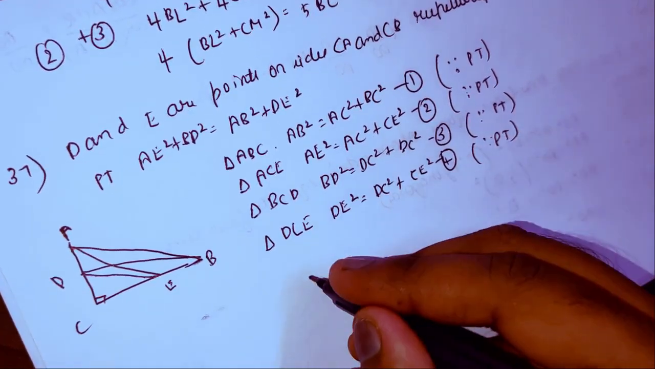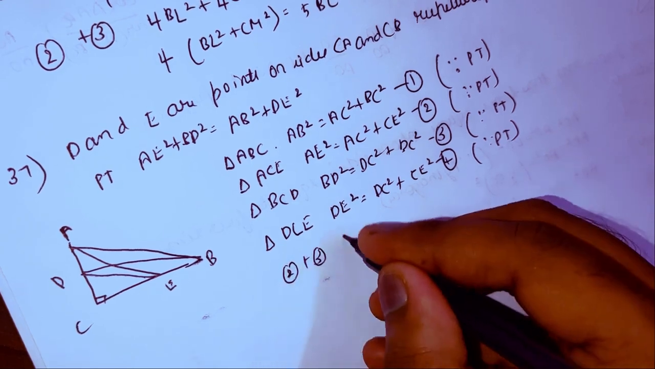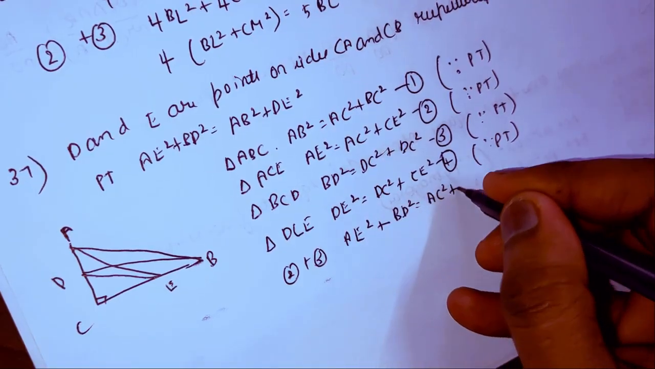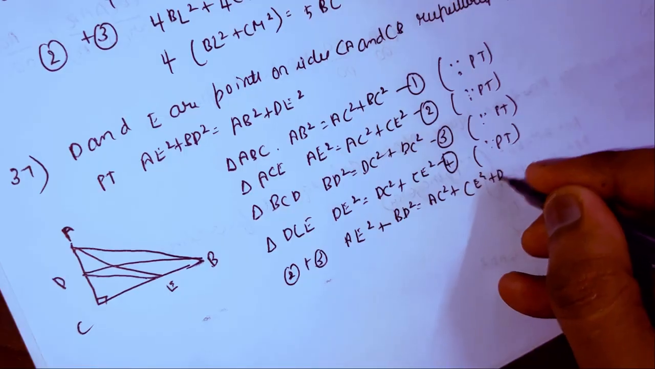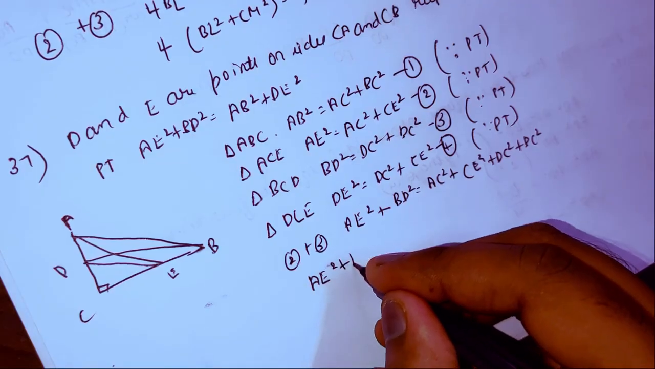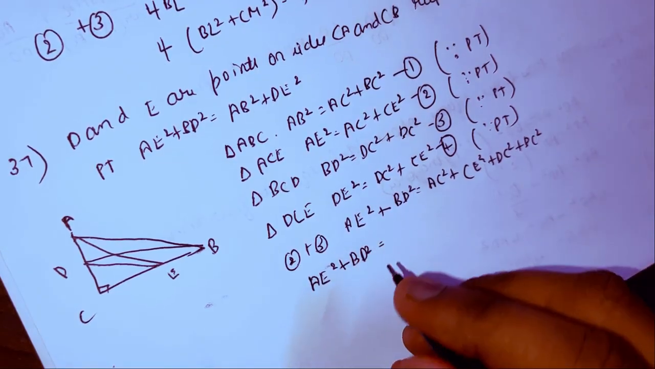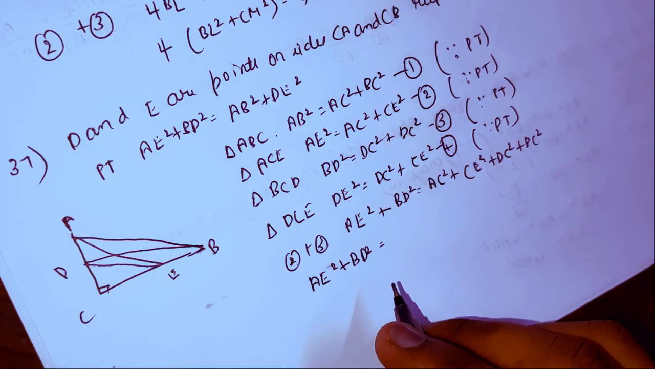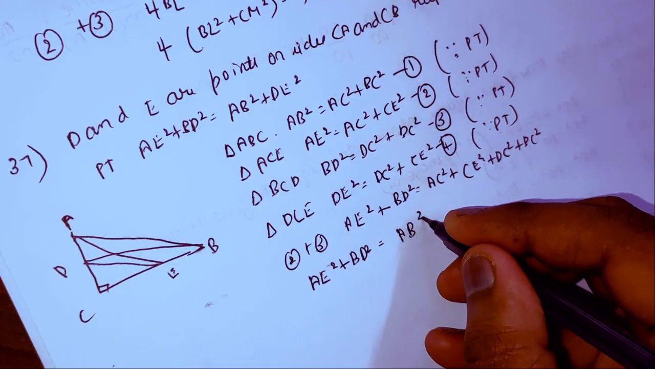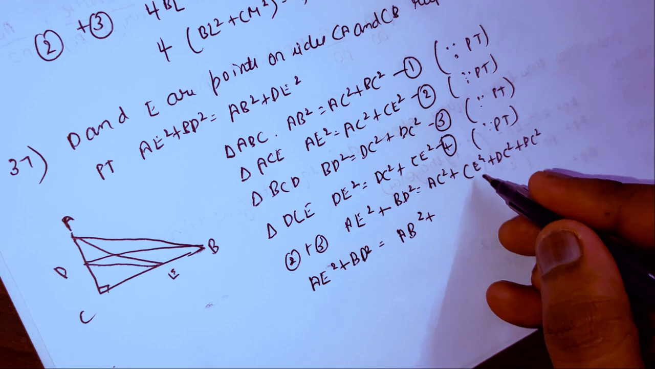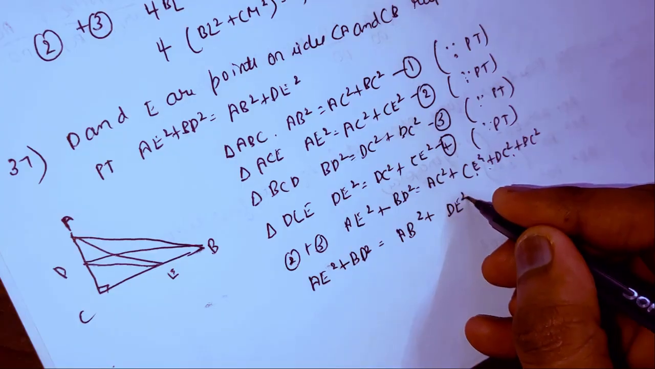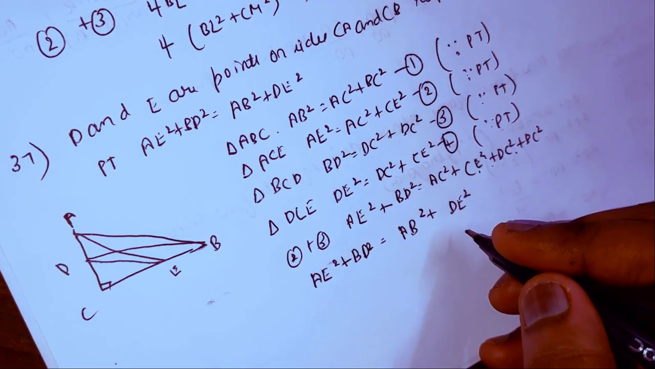Now adding 2 and 3, we will get AE square plus BD square is equal to AC square plus CE square plus DC square plus BC square. That simplifies as AE square plus BD square is equal to, instead of AC square plus BC square, we will write it as AB square. That is by equation 1. And instead of CE square plus DC square, we will write this as DE square. This is from equation 4. We will get what they asked to prove.